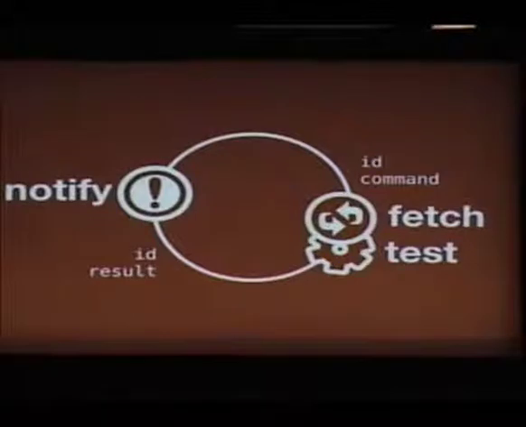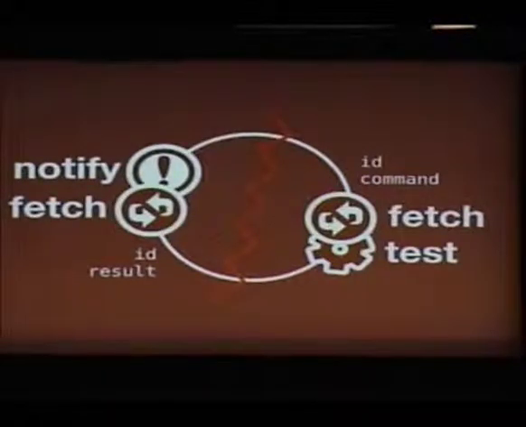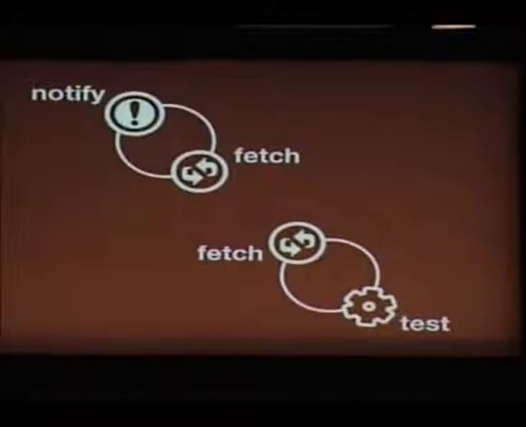So what we can actually start doing is grouping the fetch and the test phase into just a single transaction. You're just fetching and then testing in one shot. And then we can also start breaking this up into two separate life cycles, where you also have another fetch and a notify phase. So then you've got these two cycles where they can run either in the same process or they can run in separate processes. They can run synchronously or asynchronously.